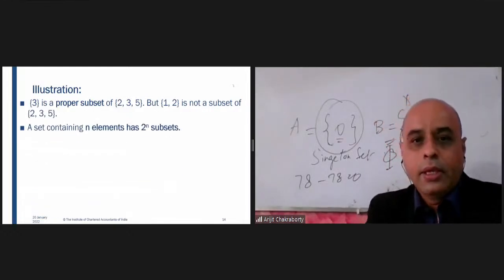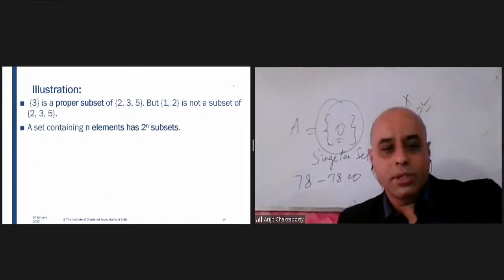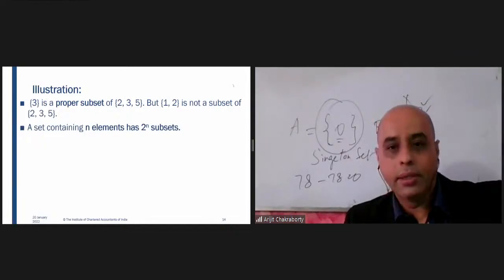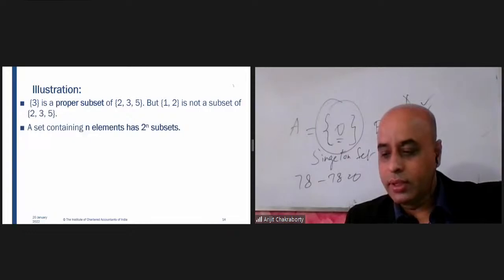Okay. Now we come to some calculations. A set containing n elements will always have 2 to the power n subsets. Yes, Shazin, I will discuss subsets again through many examples.